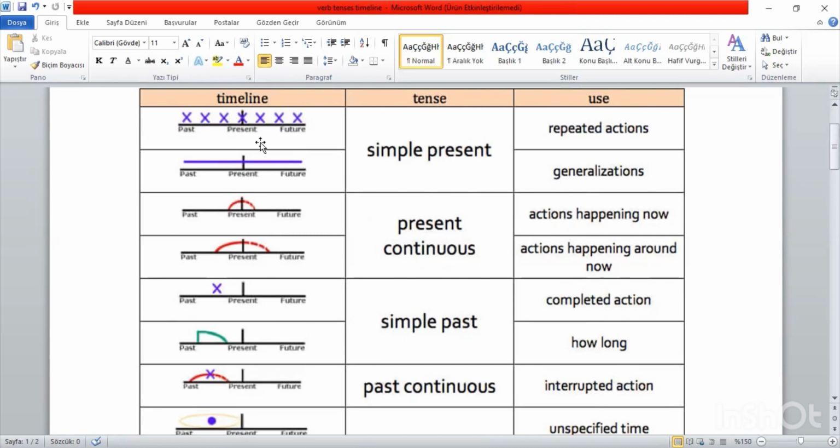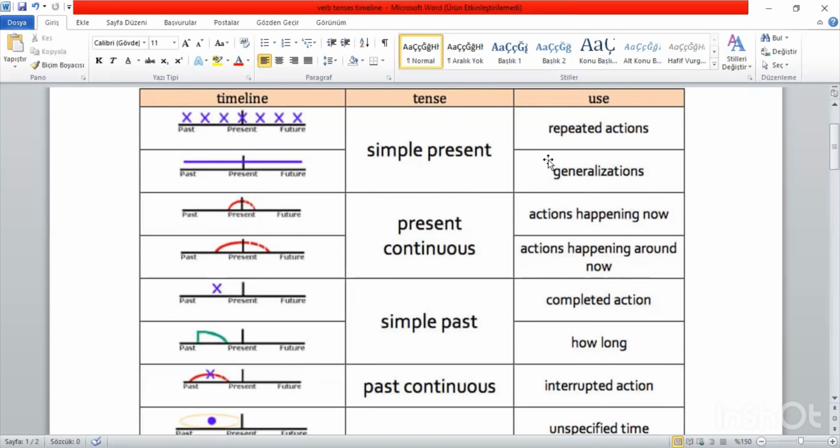So you can see the timeline first here. The timeline includes all the actions together. You can see a lot of crosses here on the timeline, or you can see a straight line on the timeline. So it means that we use simple present tense or present simple tense to talk about repeated actions or generalizations, okay? So we can count rituals, routines, hobbies, habits, scientific facts, the facts that are always true. We can say these are the usage of simple present tense, okay?